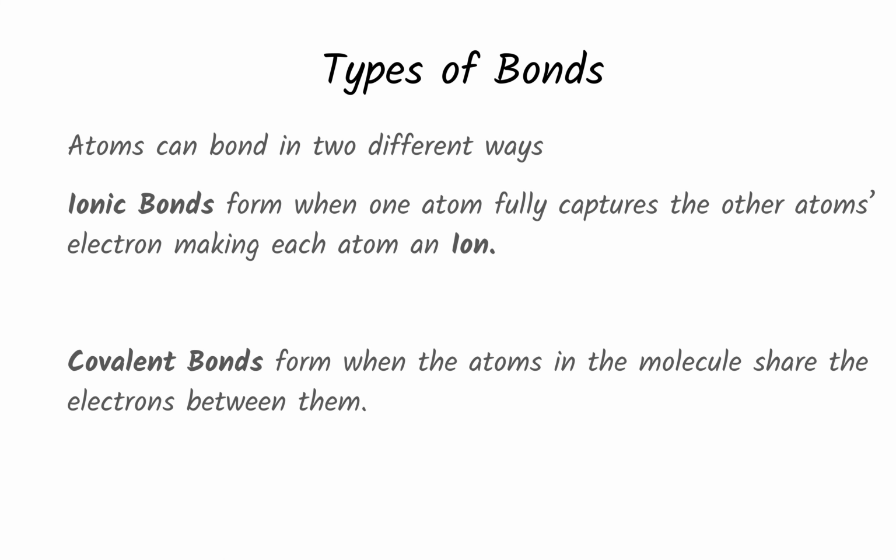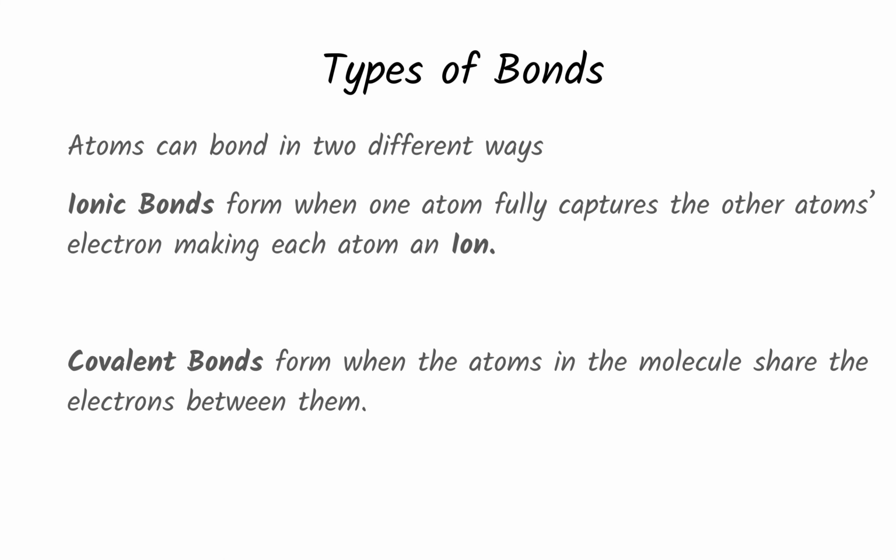And then finally, let's look at the 2 different types of bonds that atoms can form. The first is an ionic bond. Ionic bonds form when one atom fully captures the other atom's electron. And in that case, it makes each atom an ion. Each atom becomes charged, hence the name ionic bonds.